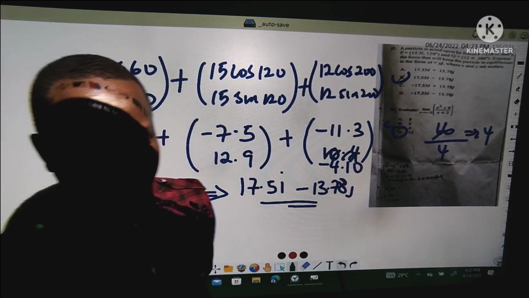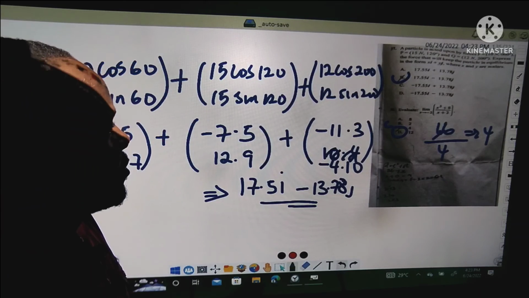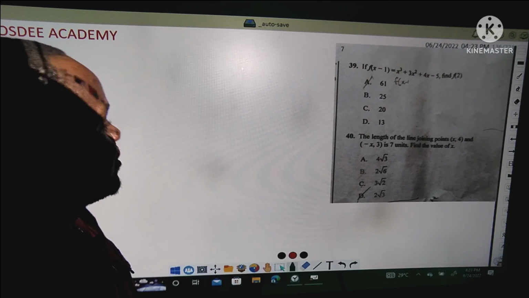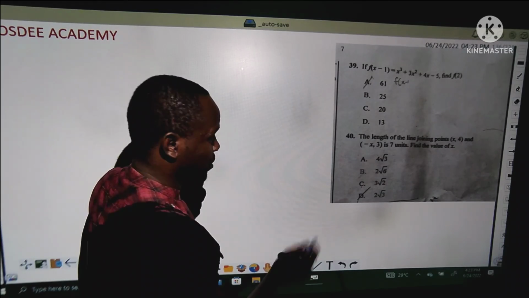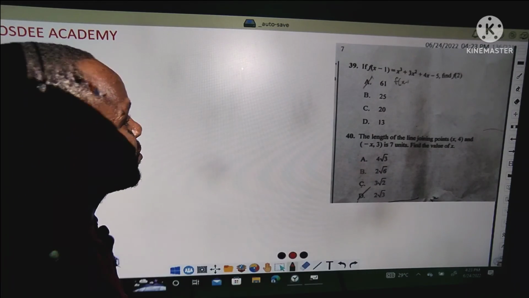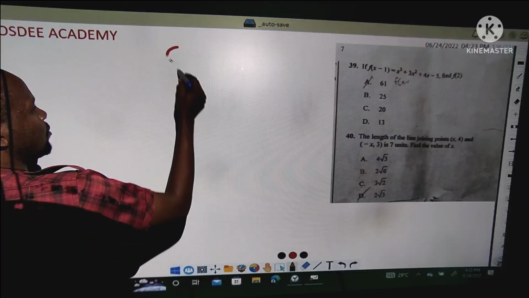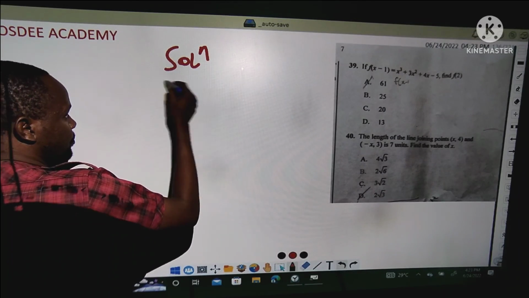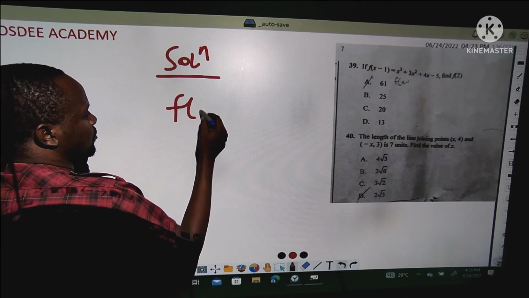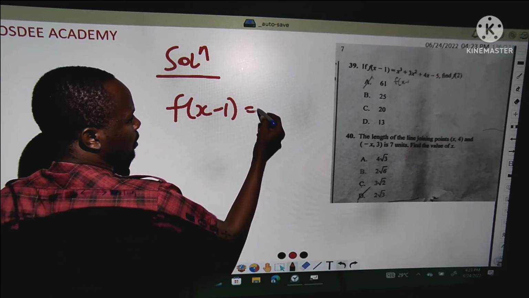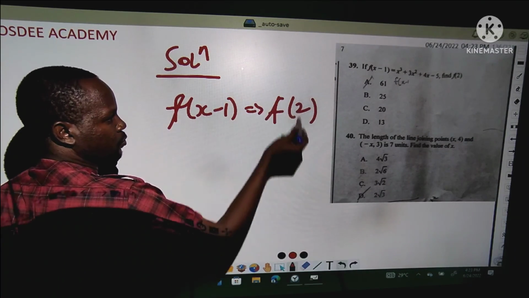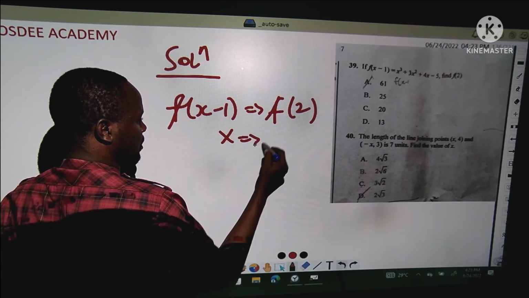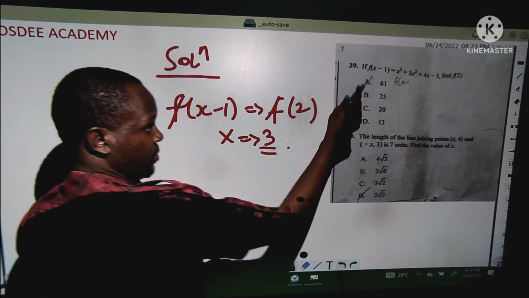Next one, please. The last 2 questions for today. Thank you very much. This is also the kind of question we've been solving on our 2000 maths, but we've solved almost all these questions. This is question on function. Direct solution, you can just write f of x minus 1 is equals to f of 2. So f gets cancelled out. X minus 1 is 2. X is equals to 3. So that is what you are going to substitute in that function.